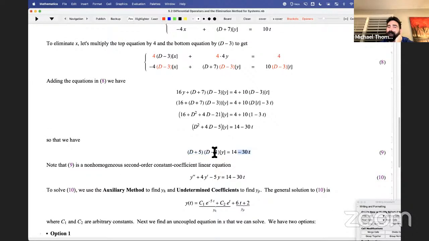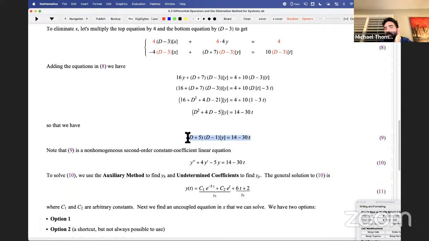All right. So what we have now is an uncoupled equation in y. We eliminated x. So we've got an uncoupled equation in y, and we should be able to solve it. This is a second order differential equation with constant coefficients. It's non-homogeneous. If you wanted to write it out, here it is: y double prime plus 4y prime plus 5y equals 14 minus 30t. You might be able to see that here. There's your D squared of y, there's your 4D of y, and there's your 5y. Is that okay?